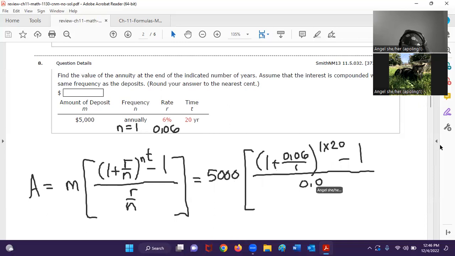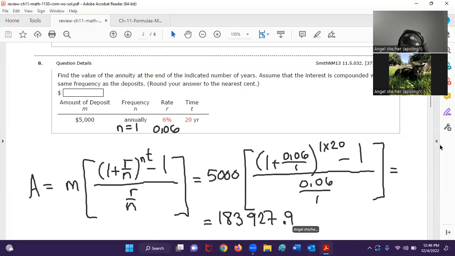This chapter is less exciting because it's just formulas and getting your calculator work right. And knowing how to round and use our dollar and cent notation. So in the future, in 20 years, if we deposit $5,000 a year, we will have $183,927.96 in the bank.